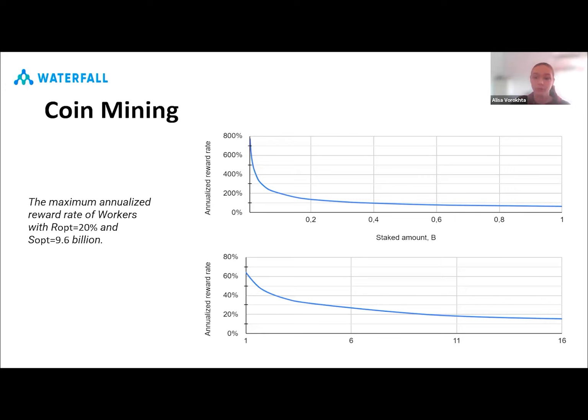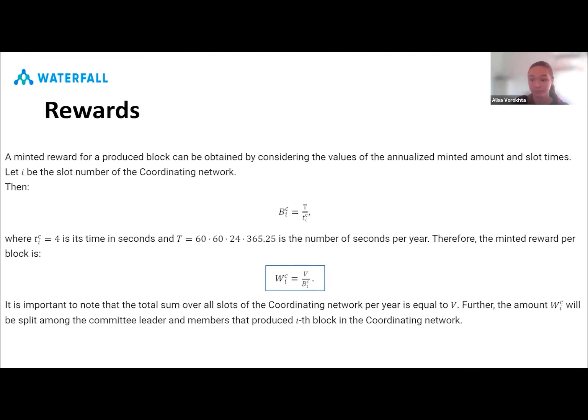However, as the number of workers increases, the reward rate decreases sharply. It reaches its optimal value of 20% with 9.6 billion voters staked. We should note that these rates are for preliminary lab tests and can differ in the mainnet.